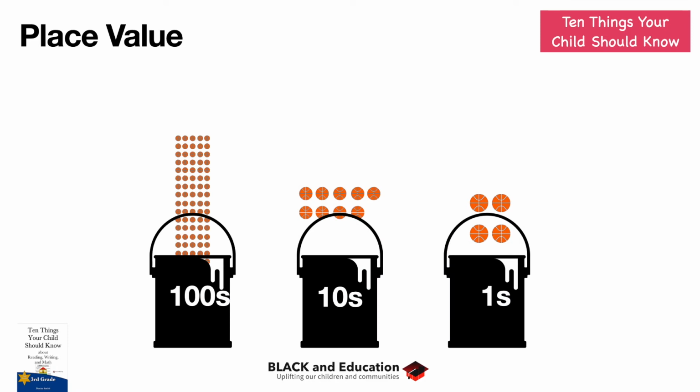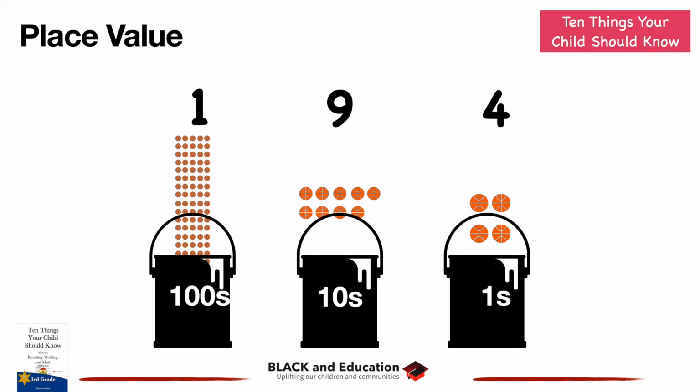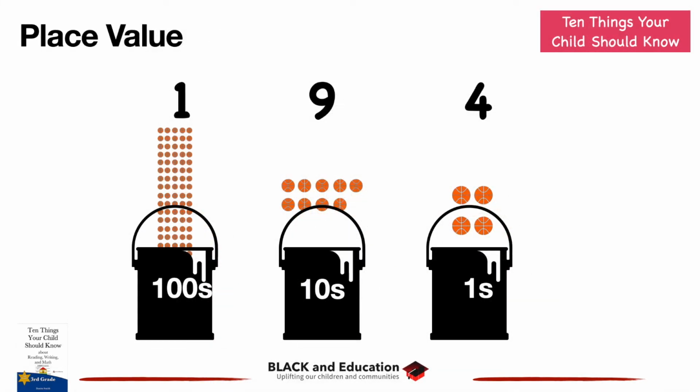The other thing your child's going to need to know is about place value. Each space in a given number has a value associated with that space, right? So this number right here has 4 ones, 9 tens, and it has hundreds. This is essentially place value. Each space holds a certain value when it comes to a number. Your child will have to understand the ones place, the tens place, the hundreds, thousands, as they move forward.